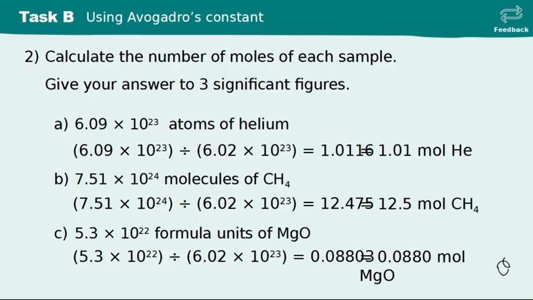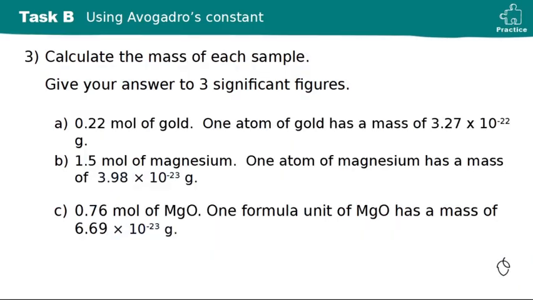So if you got all of those correct, then well done. And the next one is calculate the mass of each sample. Give your answer to 3 significant figures. If you're given 0.22 moles of gold, 1 atom of gold has a mass of 3.27 times 10 to the minus 2 grams. And B, 1.5 moles of magnesium, 1 atom of magnesium has a mass of 3.98 times 10 to the minus 3 grams. And C, 0.76 moles of magnesium oxide. 1 formula unit of magnesium oxide has a mass of 6.69 times 10 to the minus 23.